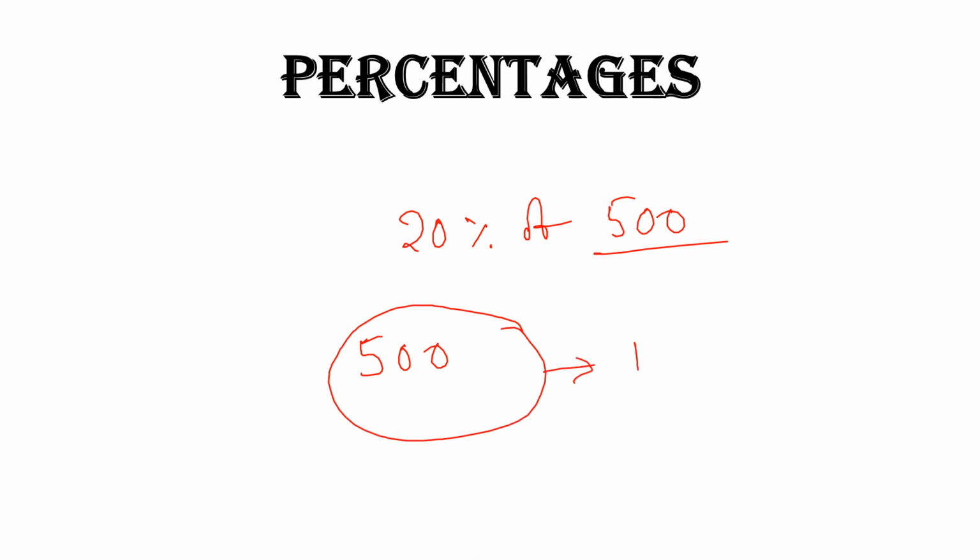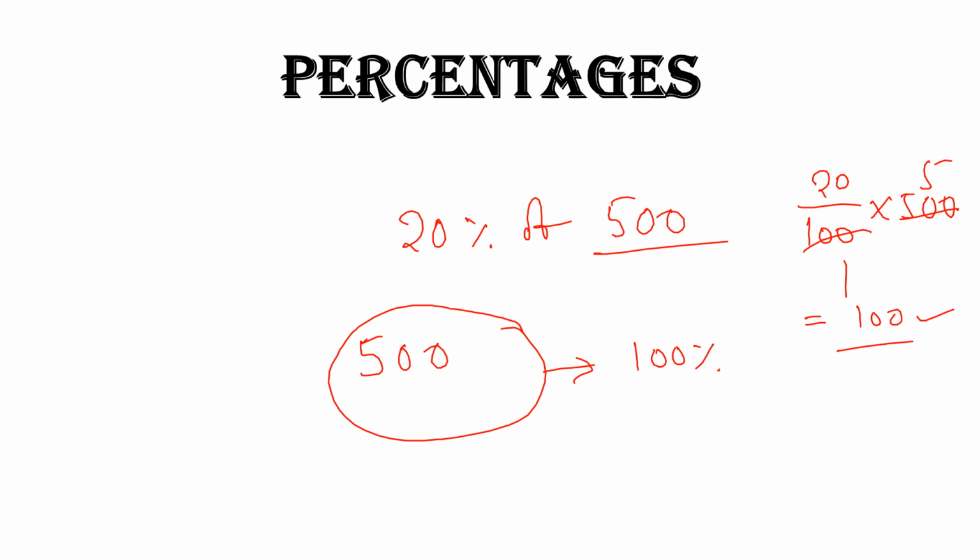Like 500 is 100%. In this 500 we need 20%. So how can we calculate this? We can calculate it like this: 20 into 500 by 100. What is the value here? 100. So 20% of 500 is 100. Like this, we can calculate the percentage of any given number.